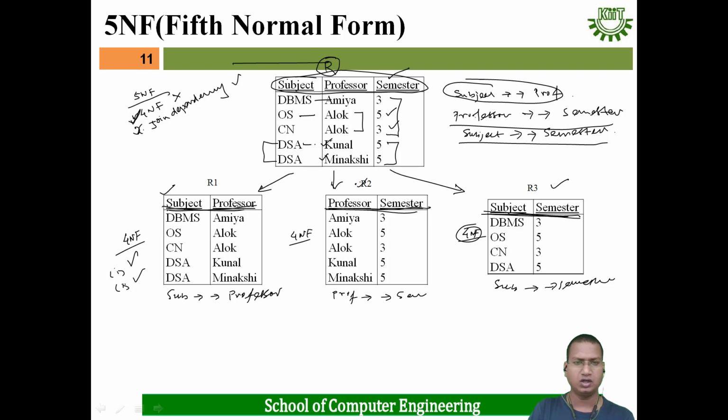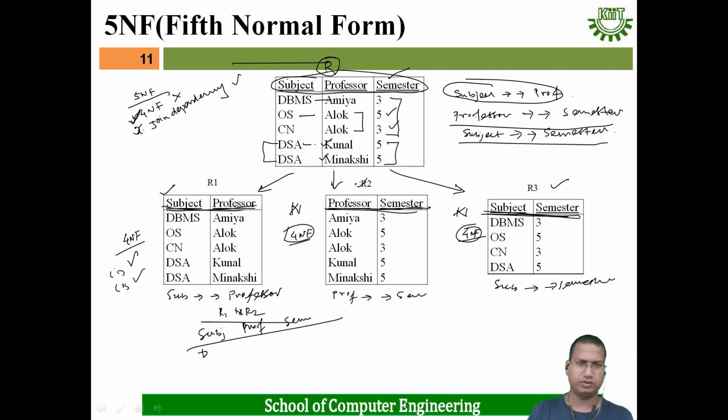Now we'll see whether join dependency is present in this relation or not. What is join dependency? If we join R1 natural join R2 natural join R3 and get the original relation R, then we can say that join dependency is present. First, we will make the natural join of R1 and R2. What result will we get? The fields are subject, professor, then semester.